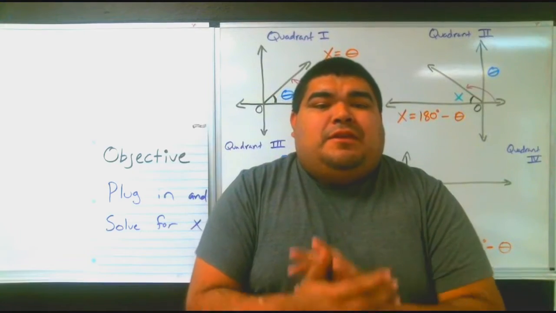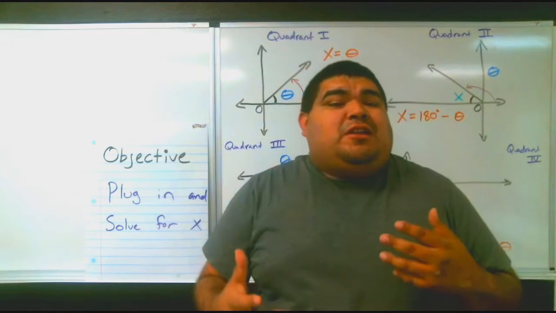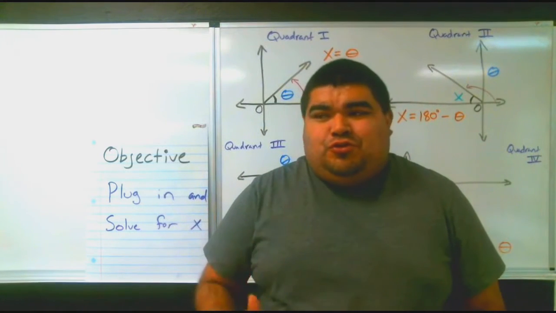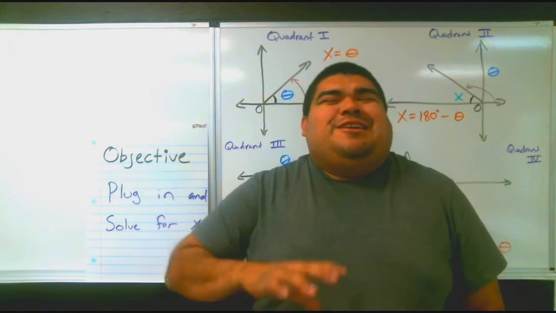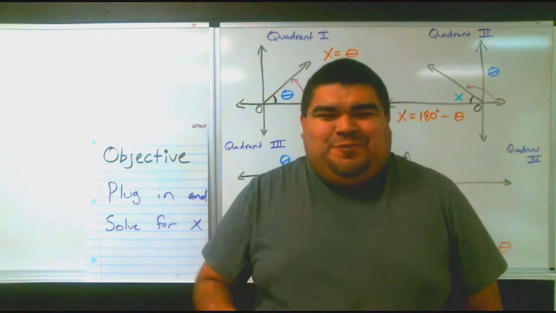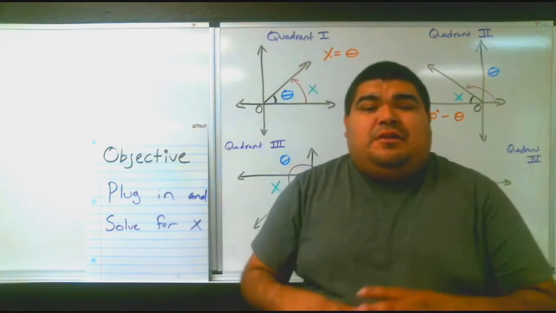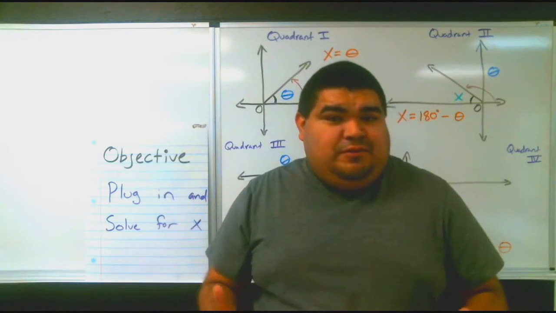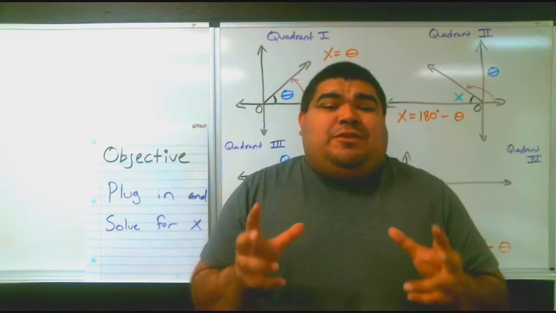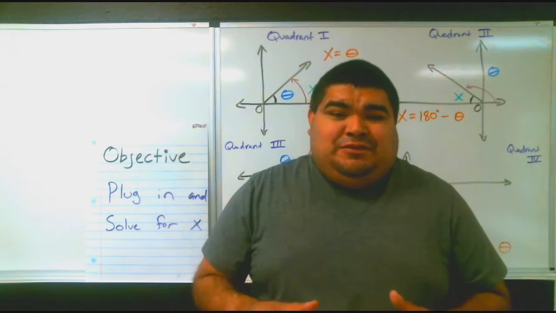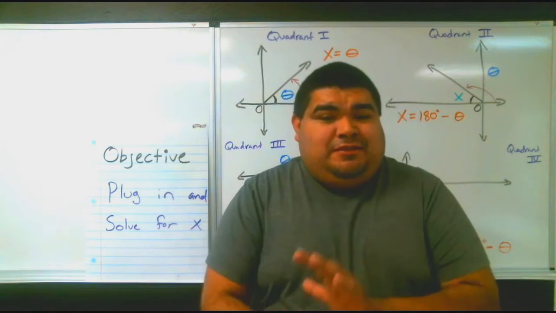The objective for today is we're still dealing with those trigonometric angles. It's a little complicated to say. Last class, we learned how to plug it in when it comes to a triangle. Today, we're doing the same thing. The only difference today is we're going to find theta using different methods.